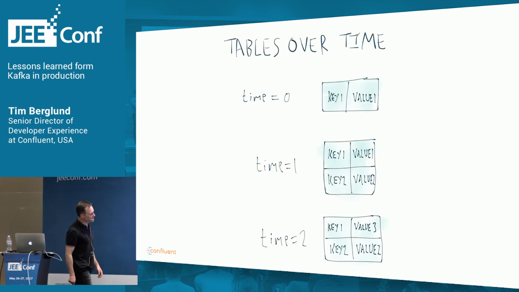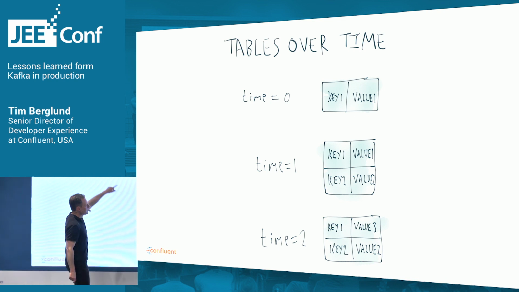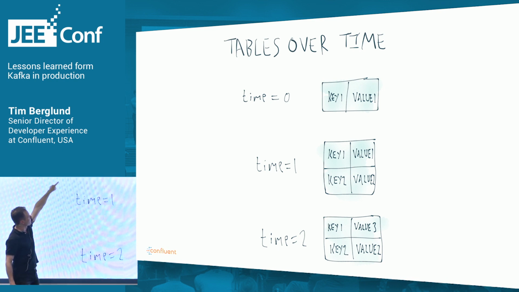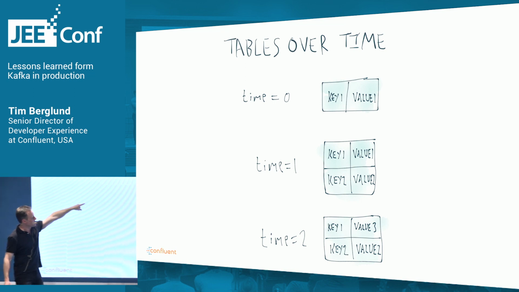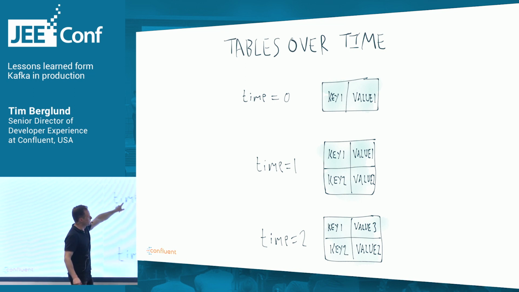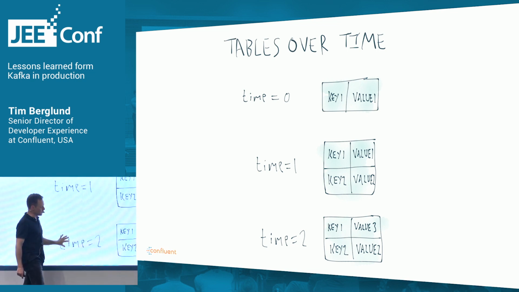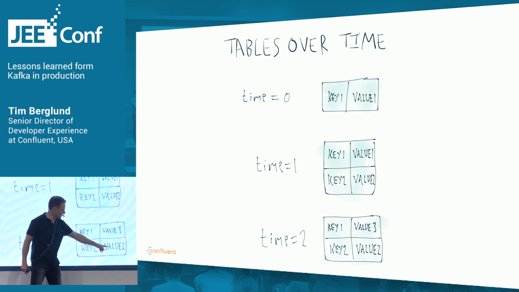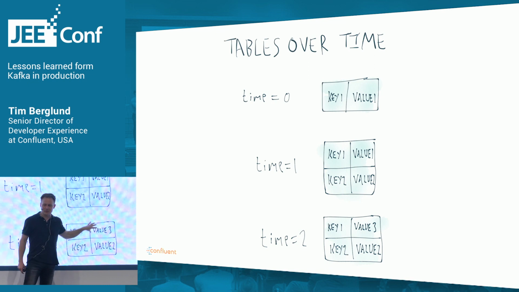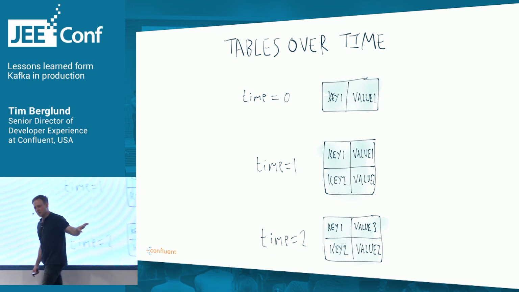Over time, as that table is modified, we can think of modifications as messages. At time zero, we have key one, value one. At time one, we add key two, value two. At time two, we still have key two, value two. We have key one, value three. We've changed a key, right?